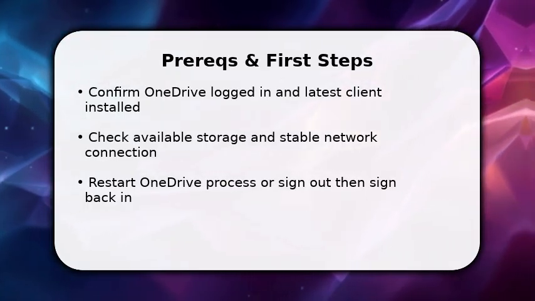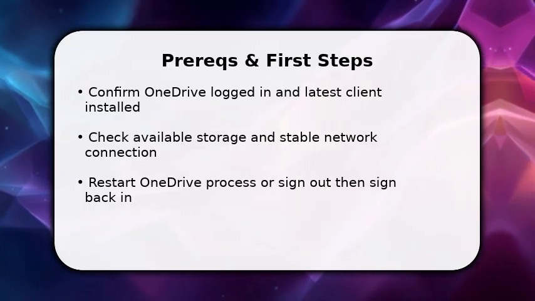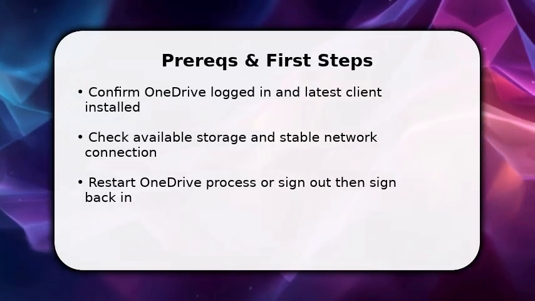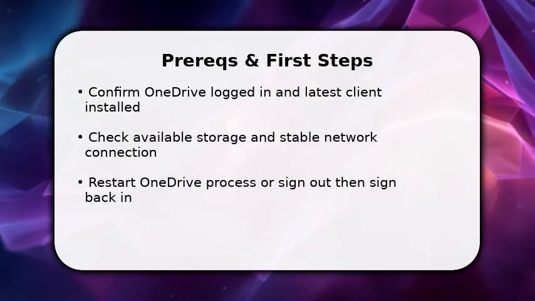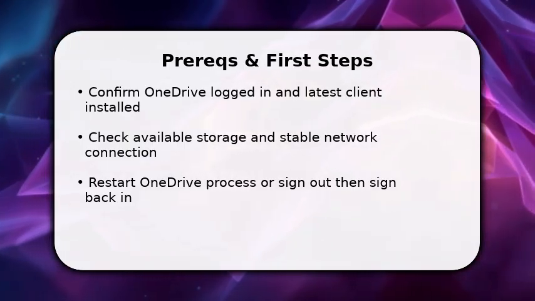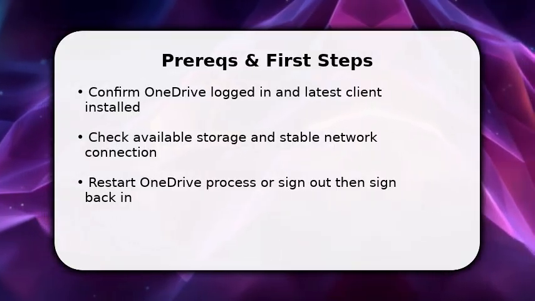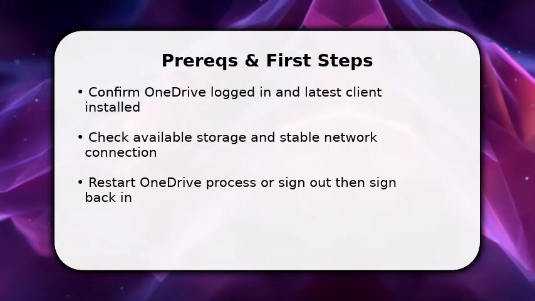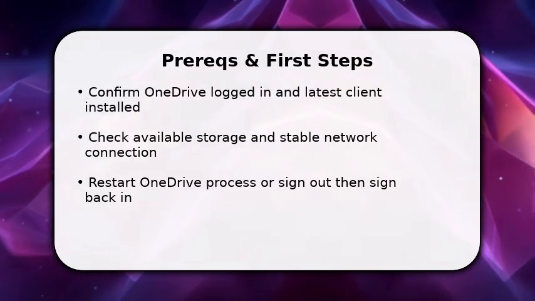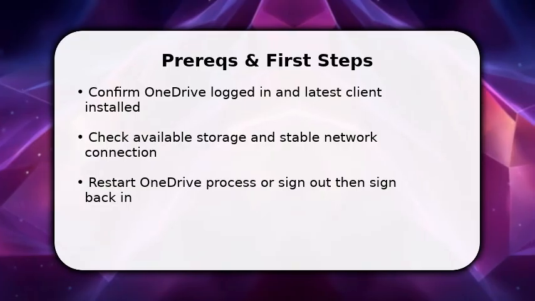You begin by confirming your OneDrive client is up to date and you are signed in. This prevents version conflicts. Next, make sure you have enough cloud and local space and a stable network so files can transfer. Once done, restart the OneDrive app or sign out and back in to force a fresh connection. These immediate actions clear cached auth tokens and often kickstart stalled sync, so try them before moving on to deeper fixes.